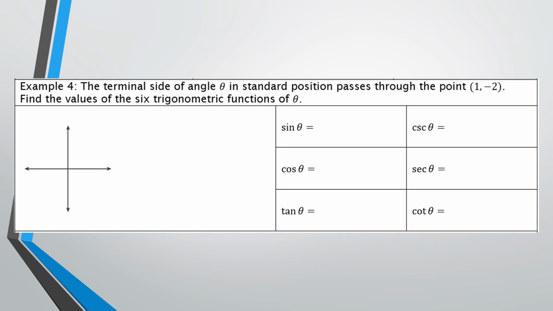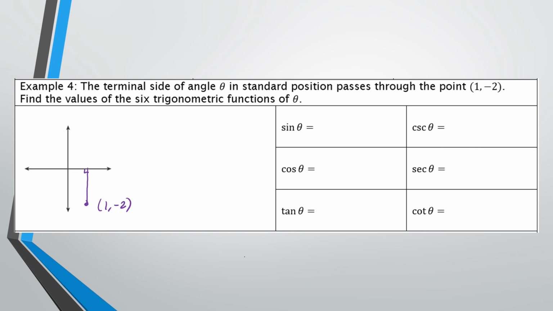Now we have a new ordered pair, and we're going to try to find the values of the 6 trig functions of theta based on that point. So first thing I want to do is plot that point, draw my triangle, and label as much as I can. So the point 1, negative 2, it would be going right 1, down 2. So I'm just going to put it somewhere down here. It doesn't have to be super accurate, but it does have to be in the right quadrant. And now I'm going to draw my triangle. So in order to draw my triangle, first thing I'm going to do is connect the point with the x-axis, and I want to make that perpendicular.